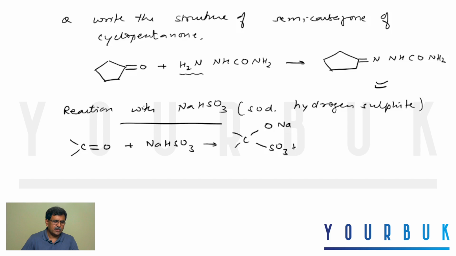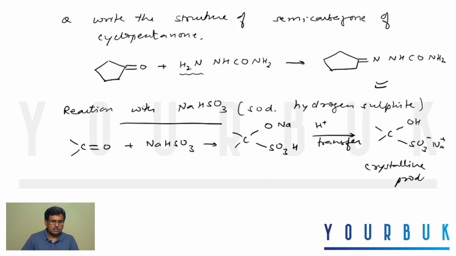and this is unstable and undergoes proton transfer and gives this crystalline product. And formation of this crystalline product is a test for the carbonyl group. This is the crystalline product. But you should not write this as a test for the carbonyl group. You prefer 2,4-DNP. But if the question says that the compound is giving a crystalline product with NaHSO3, you can draw your conclusion that the compound is either an aldehyde or a ketone.